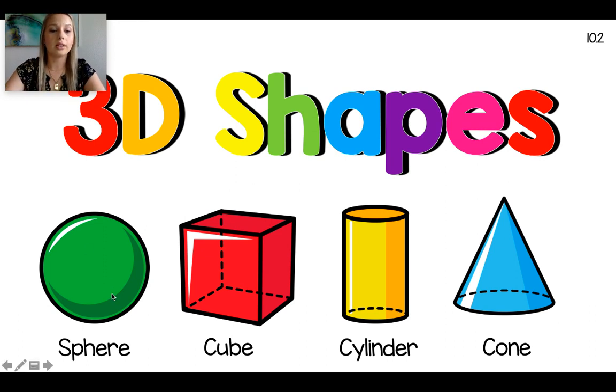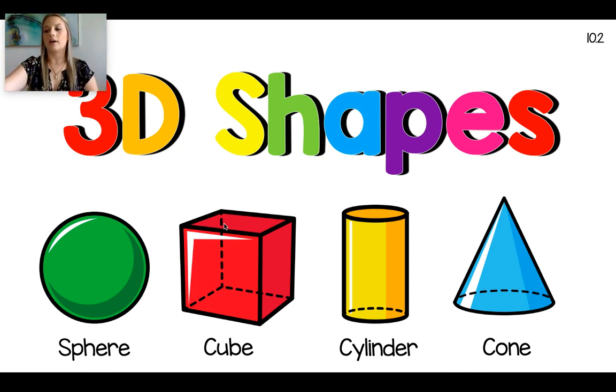Okay, we've already learned about a sphere. And a cube. Great job. We know that a sphere is round. It's round, it's curved, it does not have any flat surfaces, and it does not have any vertices, right?